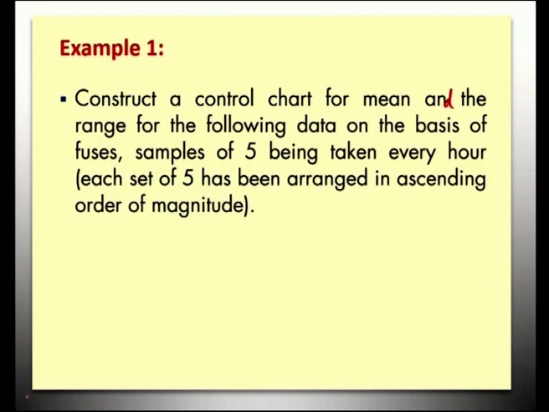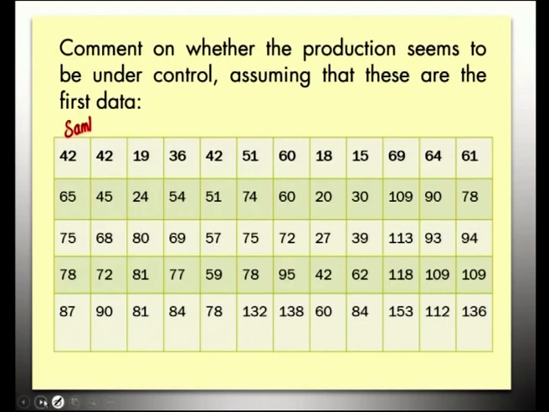What is given in the question? Samples of 5 are being taken, each set of 5 arranged in order. Every hour it is taken, so for 12 hours it is taken like this. Samples are 42, 65, 75, 78, 87. Similarly this is sample 2, starting from 1, 2 etc., up to 12 hours it is calculated.